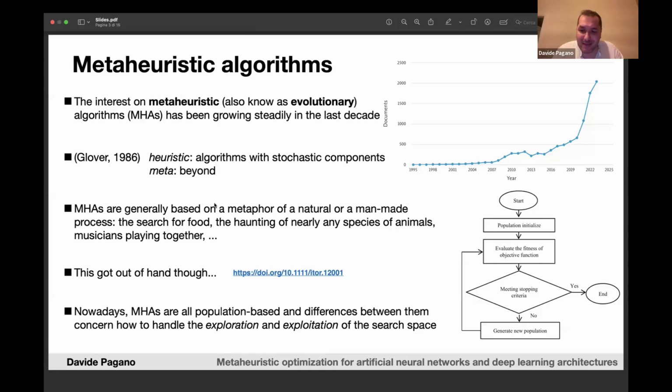At the beginning, the ideas behind these algorithms were quite original and based on the observation of natural phenomena. But over the years, this got out of hand, and we started seeing a proliferation of ideas, many of them far from being original, which were just loosely inspired by things such as the behavior of nearly every species of animal, musicians playing together, gravity, entropy, you name it.